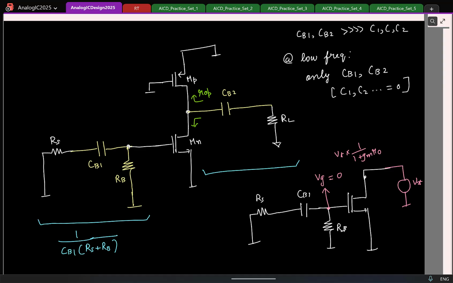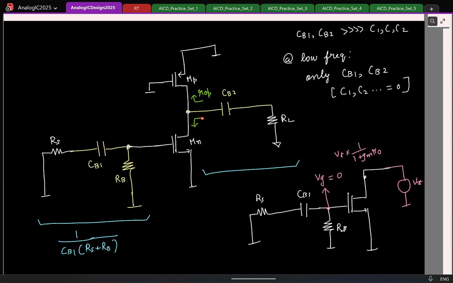Something we discussed probably 2-3 times before also. Understand the switch and the fan. So just because I apply a drain voltage here doesn't mean this will result in a gate voltage here. So this small signal gate voltage will be, it doesn't matter what the condition on CB1 is. This voltage is always 0.